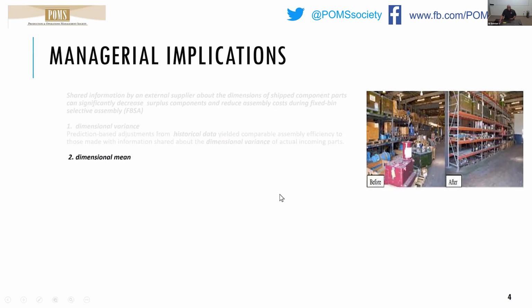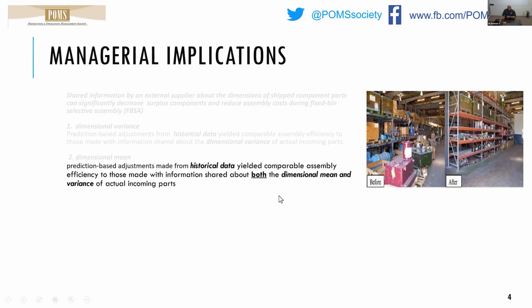Secondly, we looked at the dimensional mean. Our prediction-based adjustments made from historical data yielded comparable assembly efficiency to those made with information shared about not only the mean, but both the dimensional mean and the variance of the actual shipped parts.